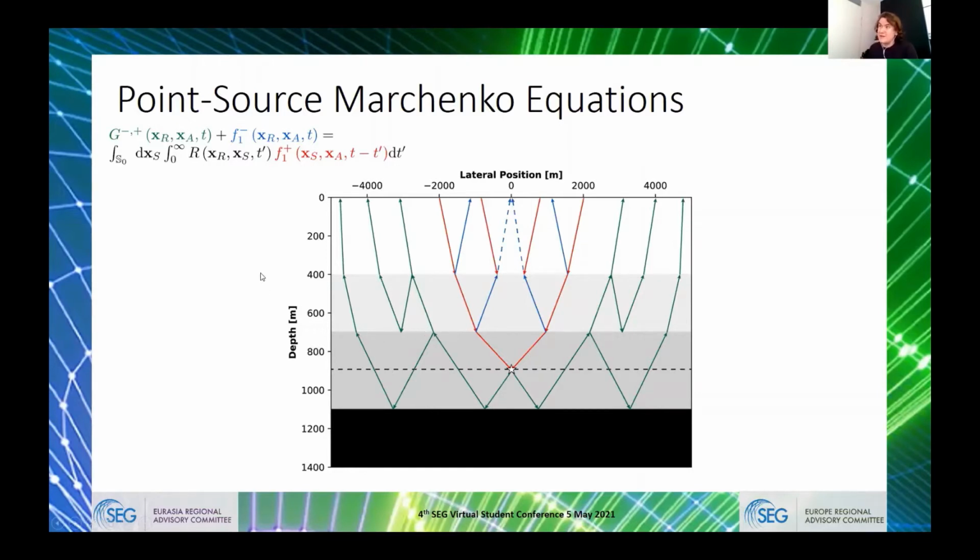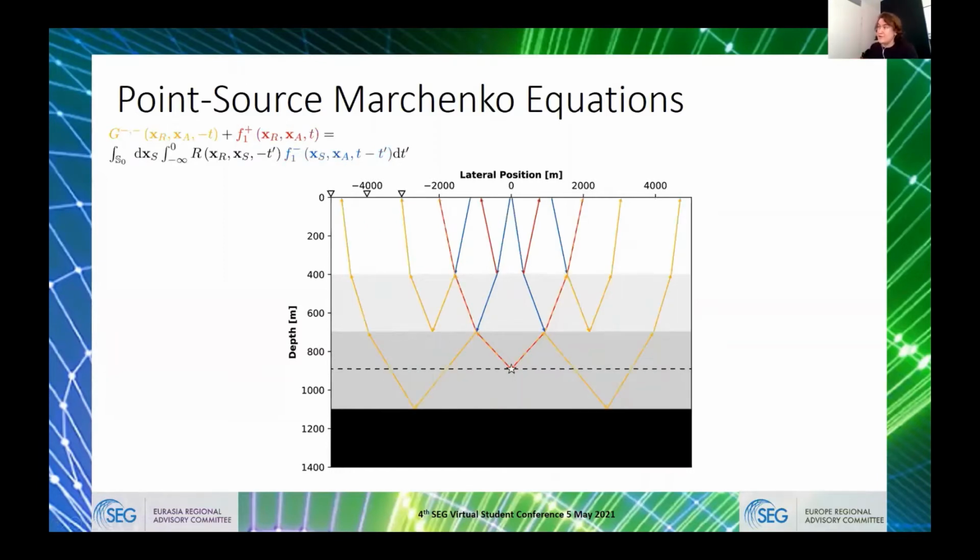And the nice thing about this is that these two equations are perfectly separated in time. So you'll have a causal requirement that basically separates the Green's function from the focusing function by a certain time. And in this schematic drawing, you can kind of see this as well, that these are clearly separated and they don't crisscross through each other. And then we also have this second equation.